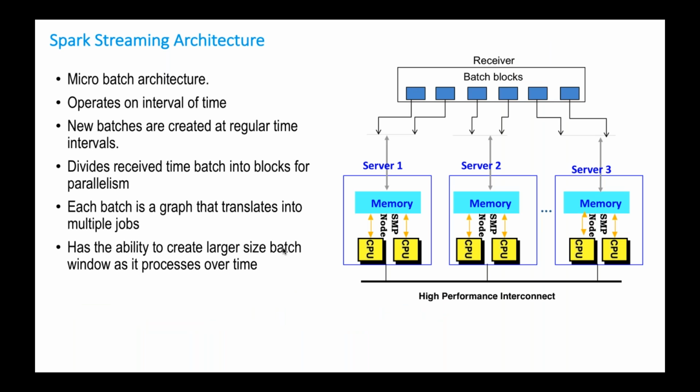So let's talk about streaming architecture. As I mentioned earlier, Spark Streaming is built on top of Spark Core. Spark Streaming uses a micro batch architecture and operates on a time interval. What I mean by time interval is, when you are reading continuous input records and you have to batch them, you can do that either by size or by time interval. Spark Streaming uses the time interval in this case.